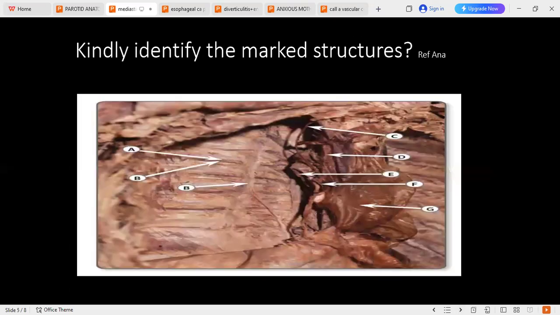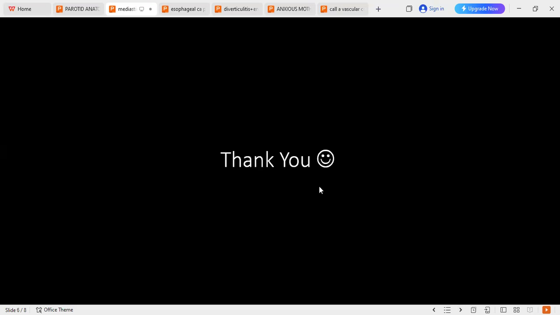Would you be able to identify this structure B? This seems to be the internal thoracic artery. What is this G? It's just the pericardium reflected. Yes, pericardium. Good, thank you. Thank you, ma'am.